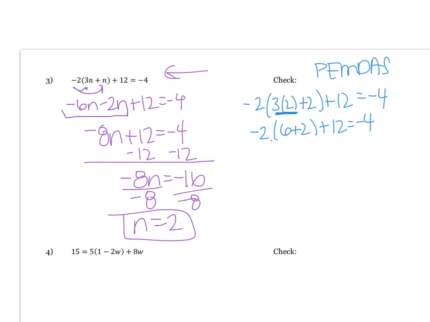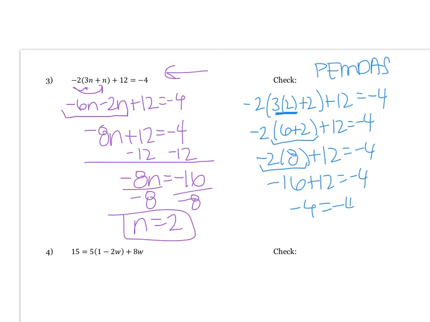Well, now we're still focusing on parentheses, so I go negative 2 times 8 plus 12, is that equal to a negative 4? Negative 2 times 8 is a negative 16 plus 12, and we do get negative 4 is equal to a negative 4. So it does work out.